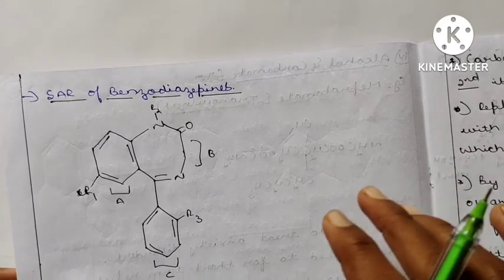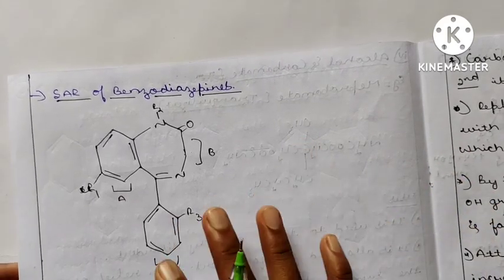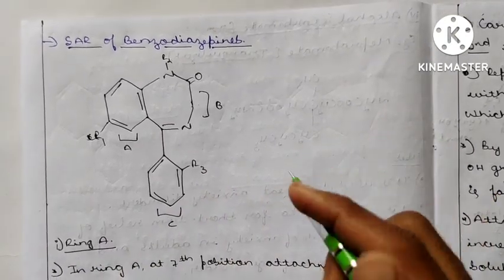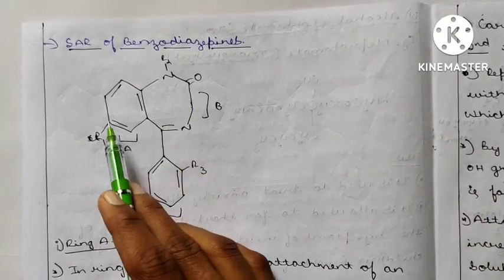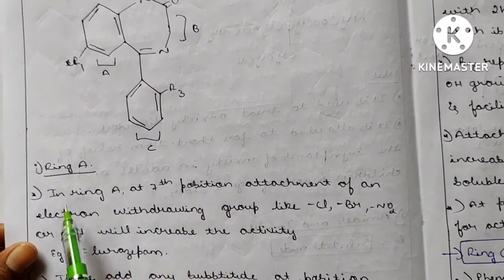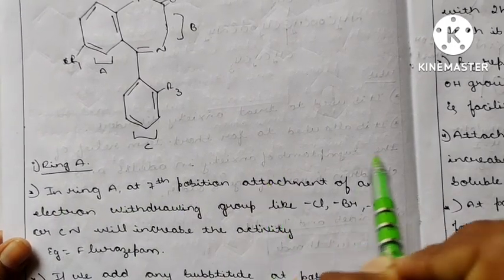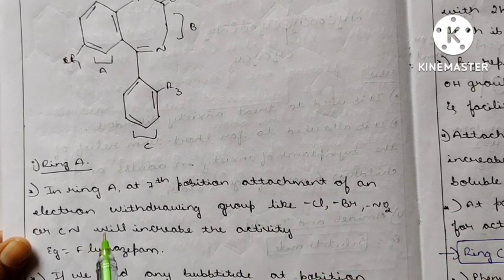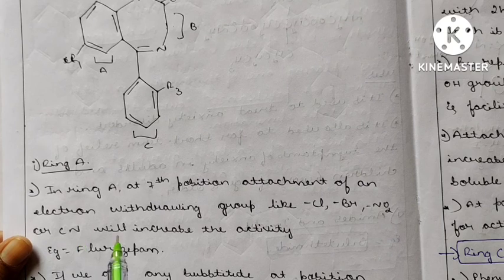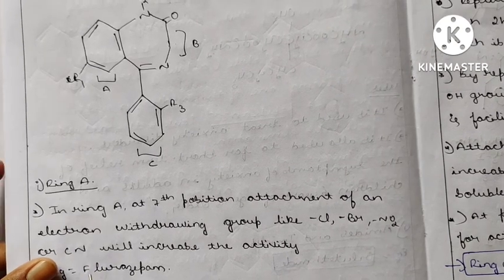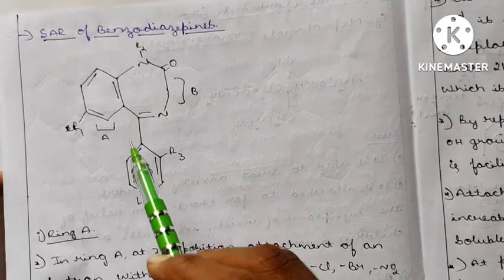Then the SAR of benzodiazepines, the structure activity relationship of benzodiazepines, is very important. These are the three rings: ring A, ring B and ring C. In ring A, understand this concept. At the 7th position, attachment of an electron withdrawing group like chlorine, bromine, nitrogen or cyanide will increase the activity, like flurazepam.